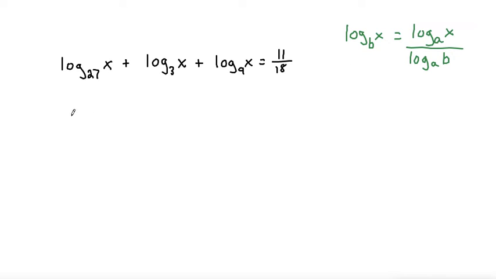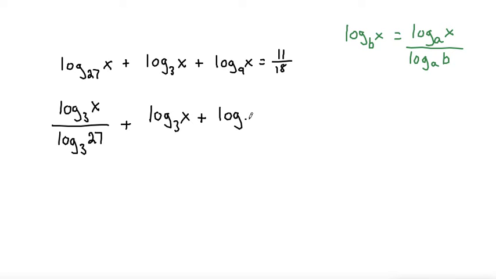The way we do that using this formula is we can write log base 3 of x on top, divided by log, we're choosing 3 as our base, of, drop the base, 27, plus log base 3 of x, since this log is already written as log base 3, so we don't need to change its base, plus, this one's base 9, so let's change it to 3: log base 3 of x goes on top, over log base 3, drop the base, 9. And all of that is equal to 11 over 18.